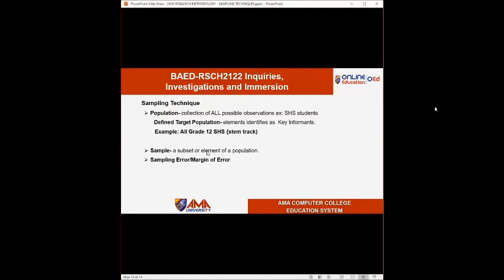Ang sample natin dito, all grade 12 senior high, meron na ngayon siyang nakategorize na ang track ng mga grade senior high na yon ay grade 12. So hindi lahat ng senior high. Kumbaga, yung portion ng all senior high students, ang kinuha lang natin is yung mga grade 12 students na ang track nila ay STEM. Ang sabi dito, ang sample is a subset or element of the population. Element of population, ibig sabihin, part siya ng population lamang ang sample, hindi silang lahat.